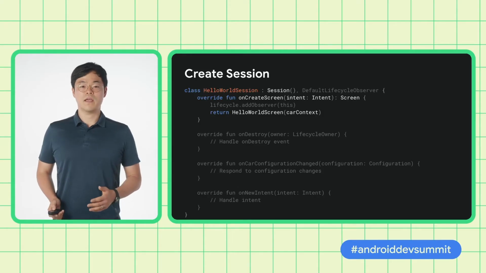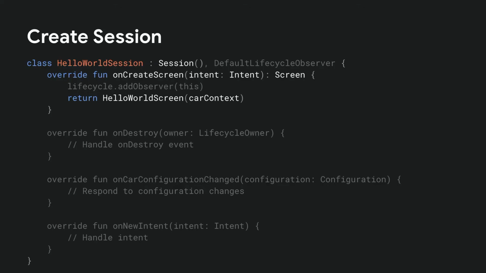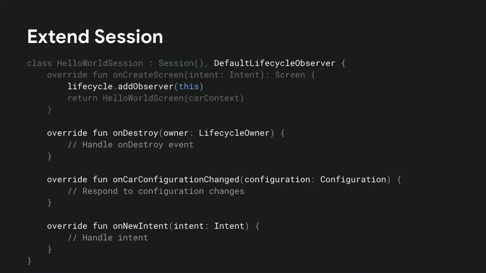Next, we create Hello World session. Session is the object that returns the first screen to be shown when the app is opened in the car screen. Here, we return Hello World screen, which we will revisit in later slides. Session also receives intents as well as callbacks on lifecycle and configuration changes.